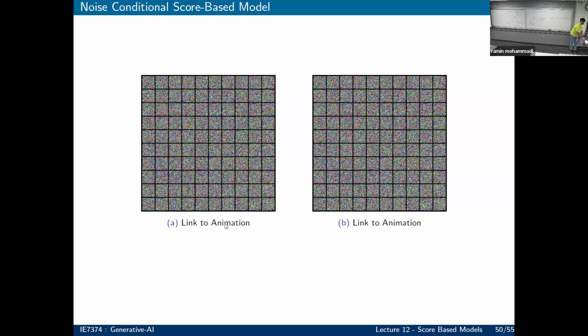The model will be able to just pick full noise and just generate an image from it.